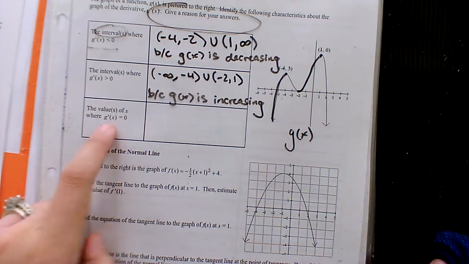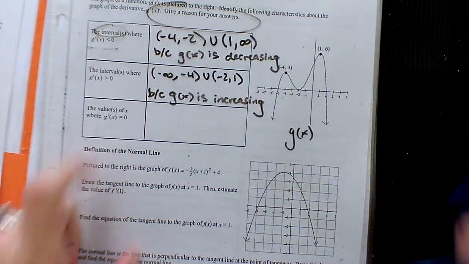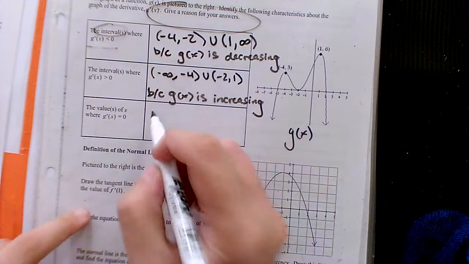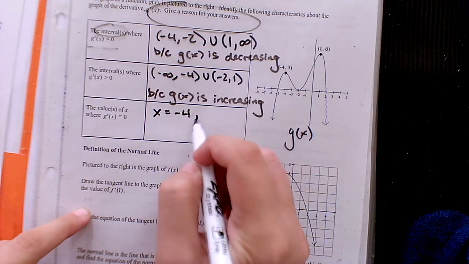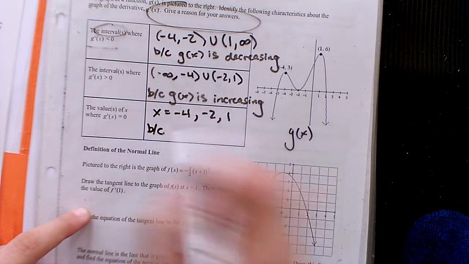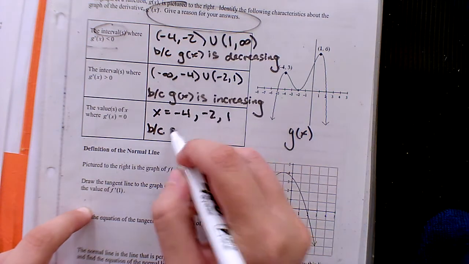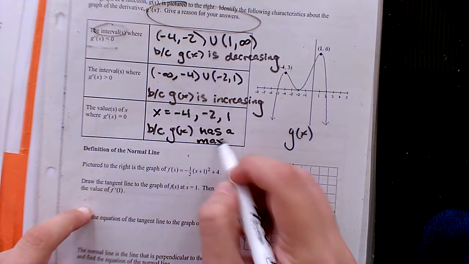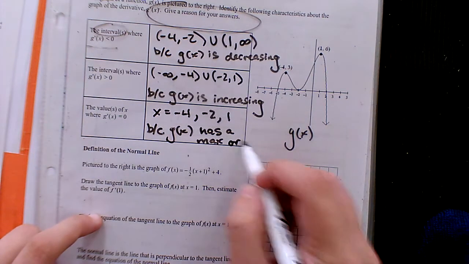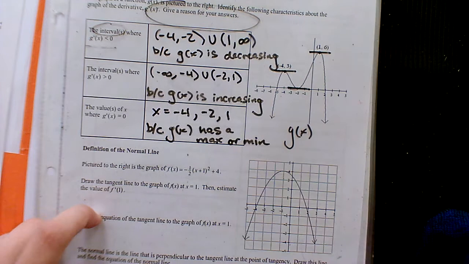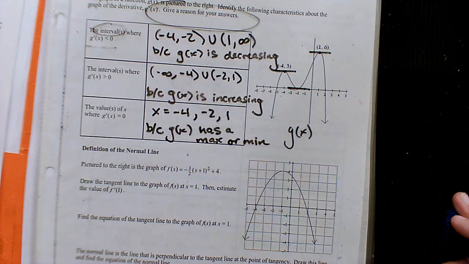Values for x where the derivative is 0. Your slope is 0. -4, -2, 1, because g of x, the original function, has a relative max, or min. Perfect. So notice how at those spots you'd have those horizontal, flat tangent lines.